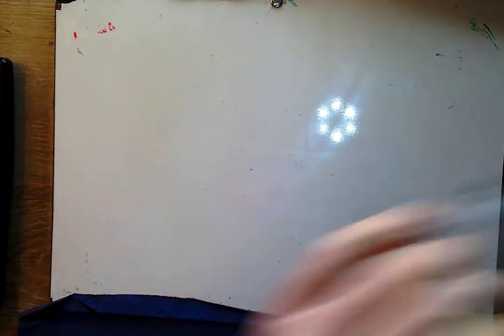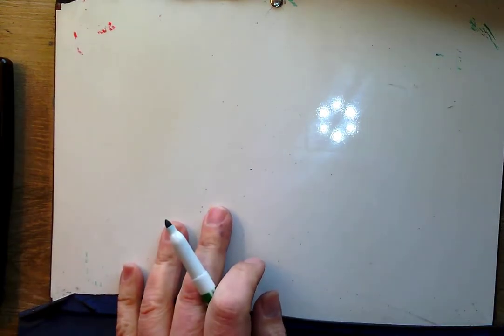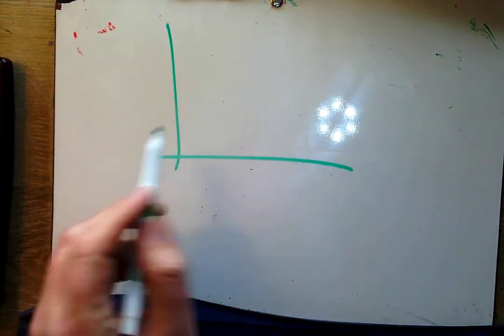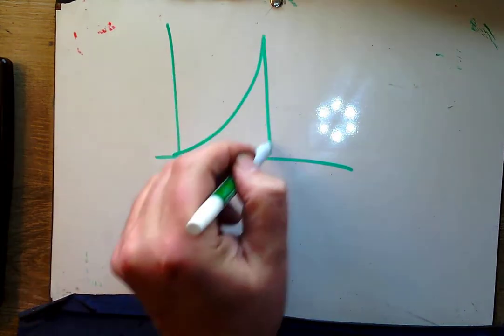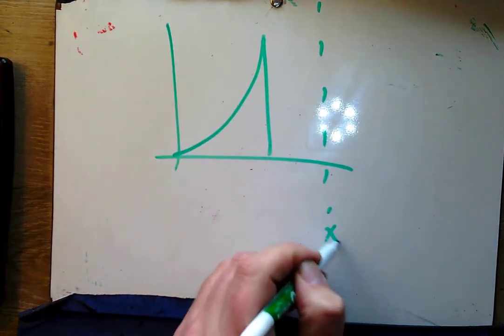All right. So, we can rotate around lots of different things. We could rotate around something like x equals 4.